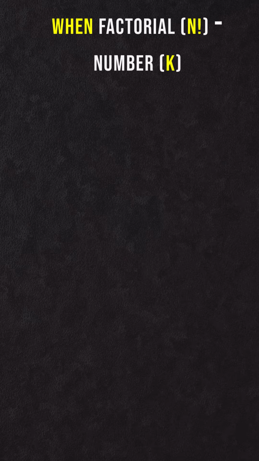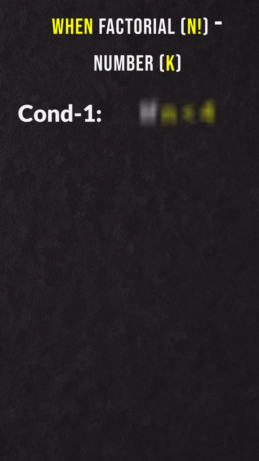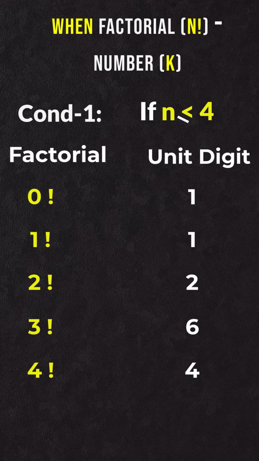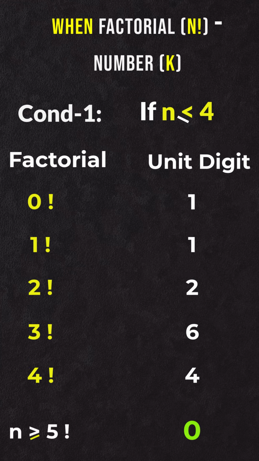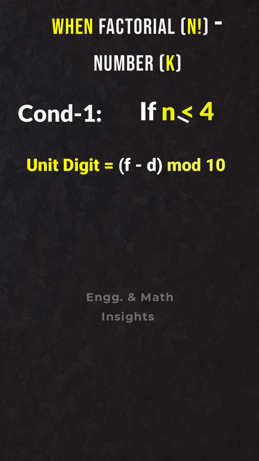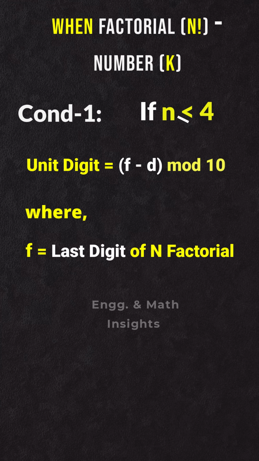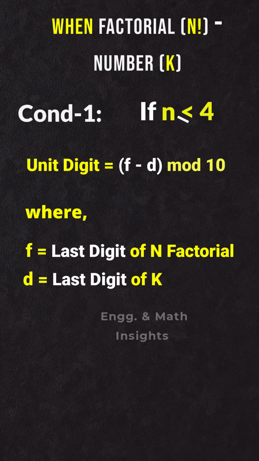Finding the unit digit of factorial problems can look tough, but there is always a simple trick. For the first case, you will consider n is less than or equal to 4. Factorials of 1, 2, 3, 4 end with the unit digits 1, 2, 6 and 4. So the unit digit depends on (f minus d) mod 10, where f is the last digit of n factorial and d is the last digit of the number k.